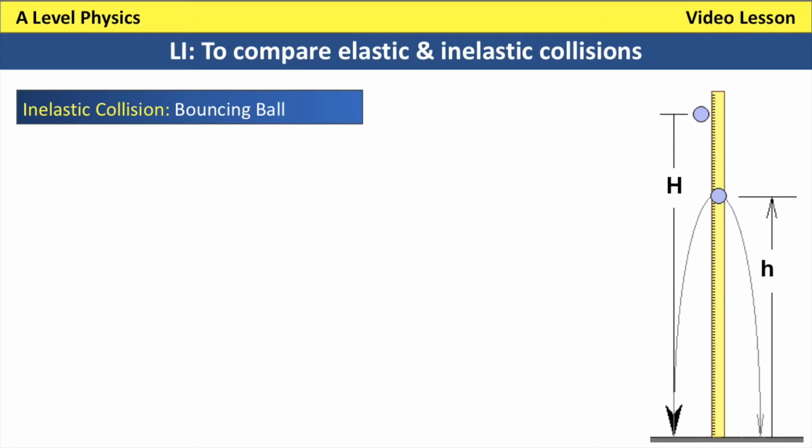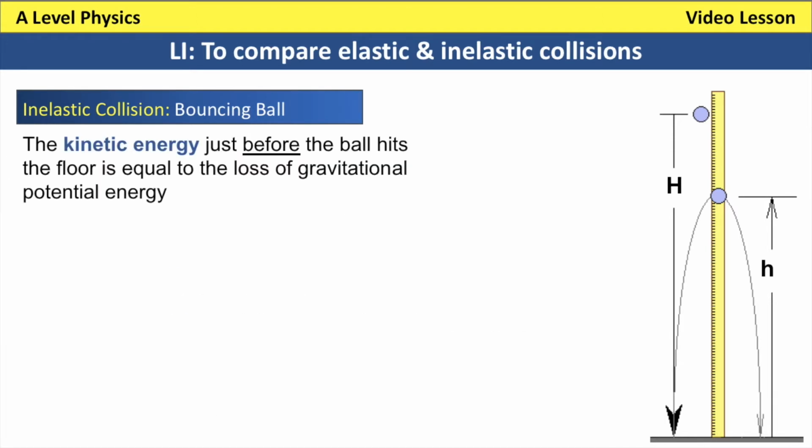At the start, when that ball is nice and high in the air, it has a gravitational potential energy store and that energy is transferred into kinetic energy as it falls. The moment that it hits the ground, the kinetic energy is going to be equal to what the potential energy was at maximum height. So, the kinetic energy just before the ball hits the floor is equal to the loss of potential energy, which is going to be mg capital H.